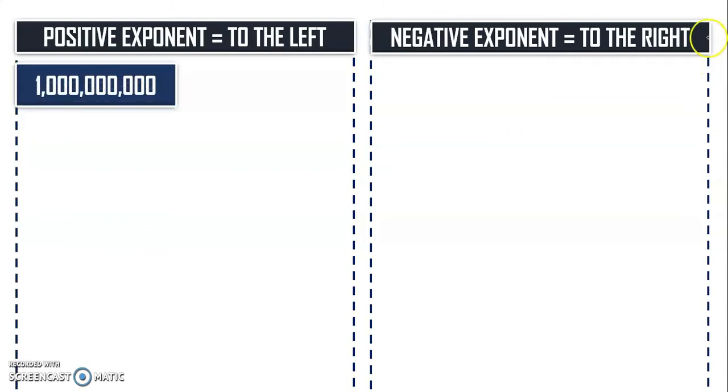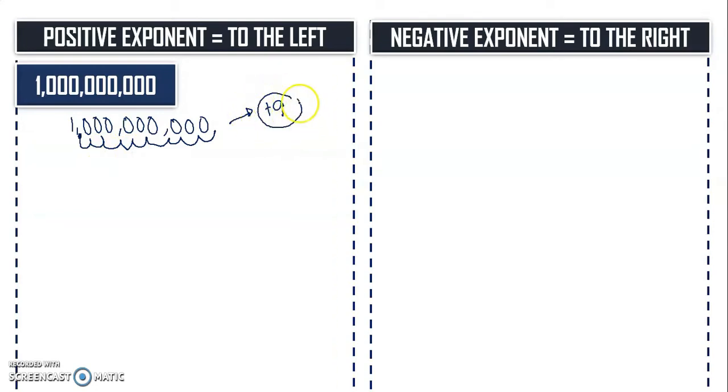1 billion. Since this is a large number, the decimal point must be moved to the left, in such a way that it reaches a point where only one number is found on the left side of the decimal point. In this case, 1. After that, count the number of places the decimal point has moved to the left. Since the decimal point has moved 9 places to the left, the exponent is positive 9. And the final answer is 1 times 10 raised to 9.